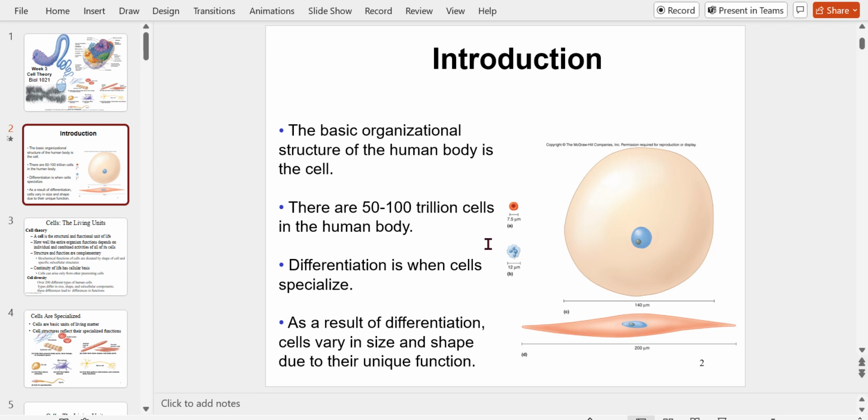Quite fantastic. Differentiation is when cells specialize: nerve cell, muscle cell, bone cell. As a result of this differentiation, cells vary in size and shape due to their unique function.